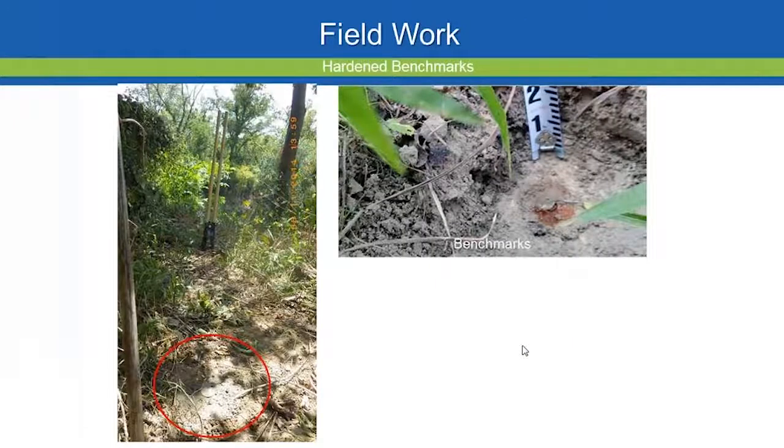So what are we doing in these studies? Just to give you a little idea of the field work that we're doing, one of the things we need to be able to do is watch how the river's changing. Are the cross sections changing? Is the river in dynamic equilibrium? Are we aggrading? Are we degrading? What's happening in the channel?